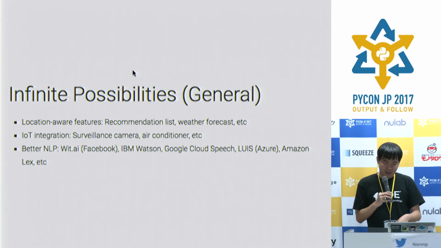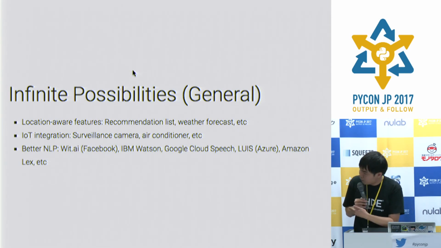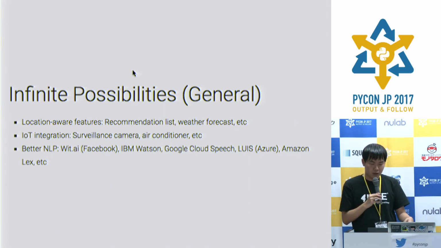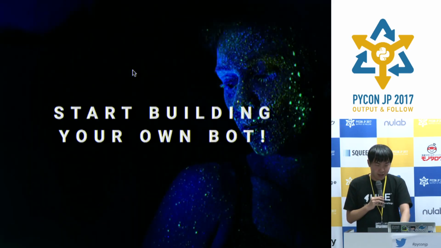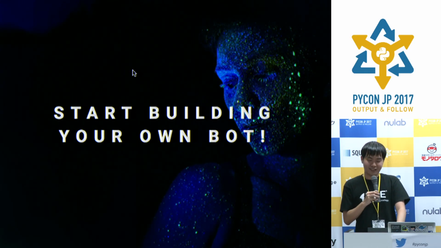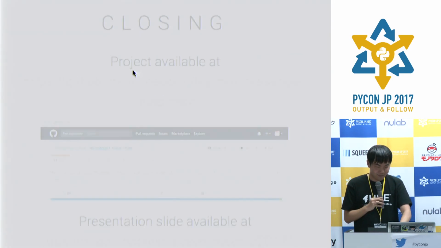And you could also improve the chatbot learning using a lot of providers. Facebook has Wit.ai, IBM has Watson, Google has Google Cloud Speech, Microsoft has LUIS, and Amazon has Amazon Lex. So yeah, start building your own bot now. It's fun and you could learn a lot of things, and there's a lot of open source community out there that you can easily use and integrate into your app.